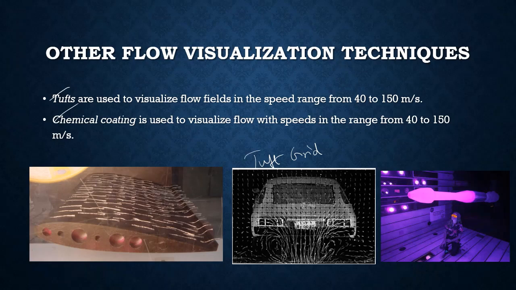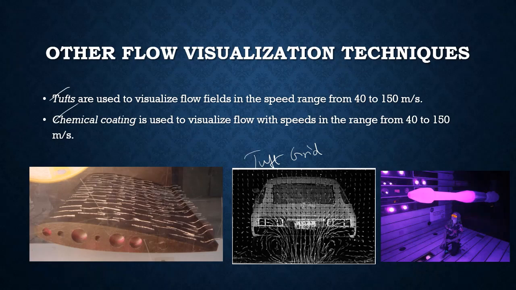Behind the test section, we have to study how the vortex formation is formed, and whether we have to reduce that vortex formation or strengthen it. So like this the study is there. In order to record the turbulence action, measure the turbulence intensity, or measure the vortex strength, you are using this tuft grid technique.